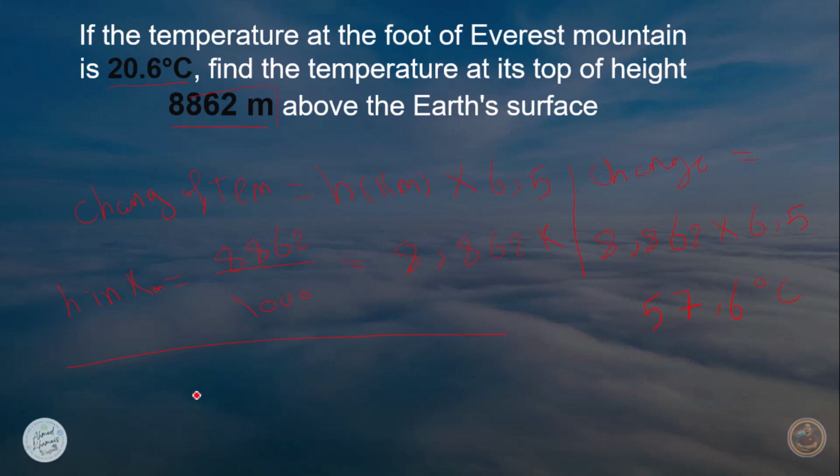So the temperature at the top of the mountain equals the temperature at the foot minus the change, which equals 20.6 minus 57.6, which equals minus 37 degrees Celsius.